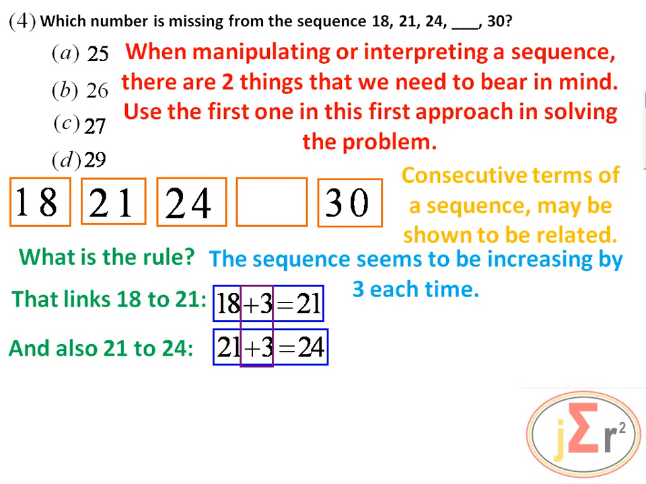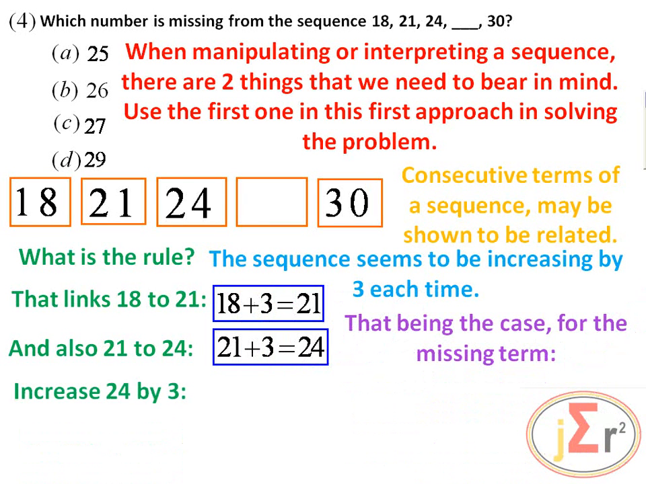So 18 plus 3, that's 21. 21 plus 3, that's 24. The sequence seems to be increasing by 3 each time. That being the case, for the missing term, increase 24 by 3. 24 plus 3 is equal to? 27.